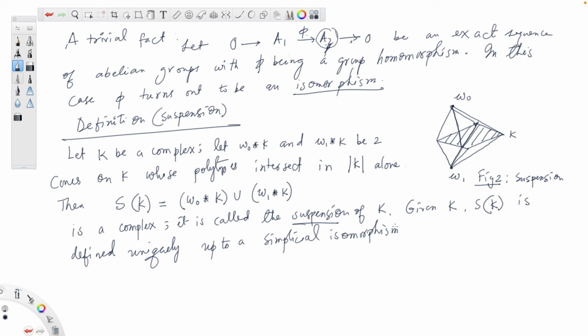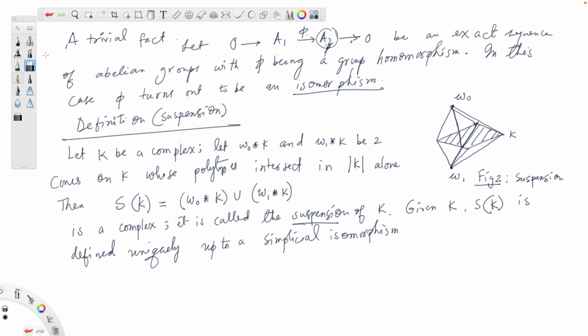Which means that we can change W0 and W1 and get different cones like W0 star K and W1 star K. By changing W0 and W1, we can get different cones. And the suspension that we get after taking the union of those cones, this family of suspensions are simplicially isomorphic. Okay.